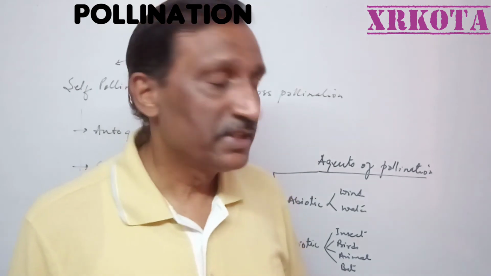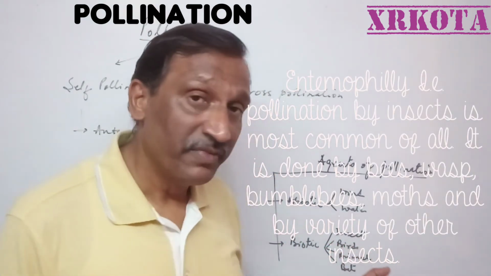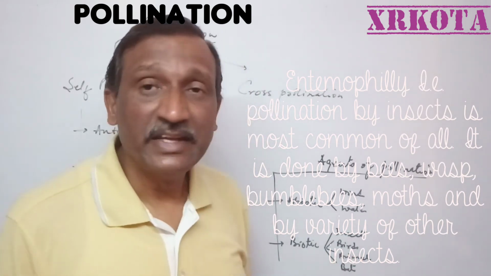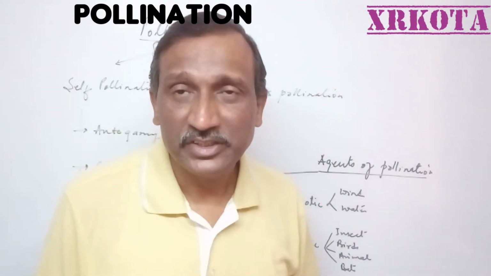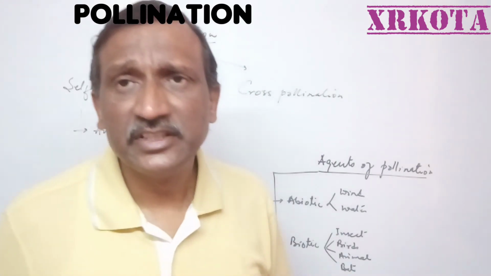The next is biotic pollination. Biotic pollination by insects is known as entomophily. When birds are involved, it is called ornithophily. When animals are involved, it is called zoophily, and when bats are involved, it is called chiropterophily. These are the agents. Insects are the most common.